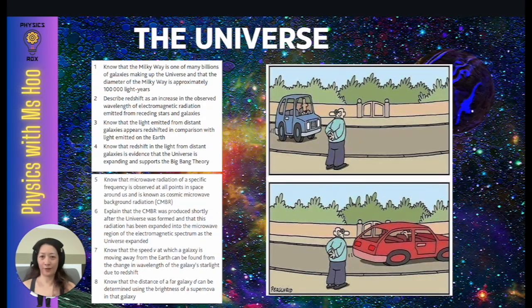Next, let's move on to the universe. So what you need to know about the universe is that the Milky Way is one of many billions of galaxies making up the universe, and the diameter is approximately 100,000 light years across.